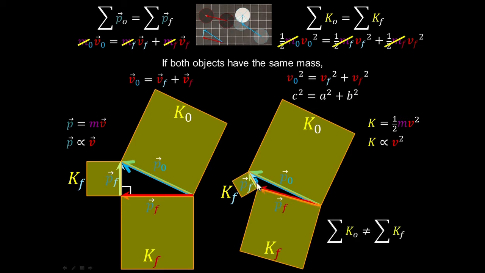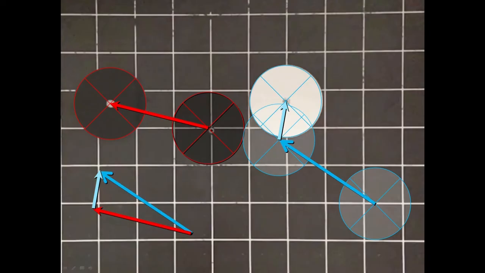So if they come off at different angles like that, the total kinetic energy before was not equal to the total kinetic energy after. Kinetic energy was not conserved. Energy was conserved, but kinetic energy is just one form of energy. Maybe some of the kinetic energy was transformed into heat or sound, things like that.